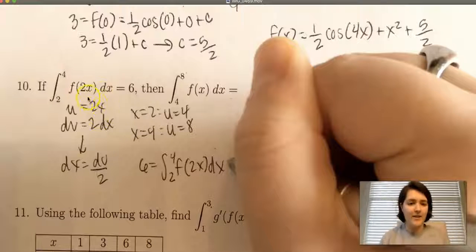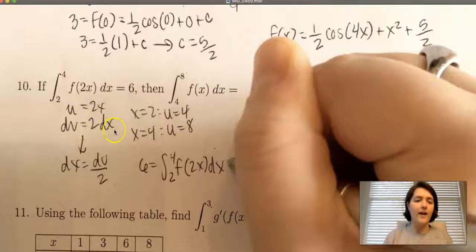So we have our u, 2x, and then we took the derivative, 2, and then again, we're isolating the dx. That's always what we want to do. We want to isolate. So we have du over 2. And then again, we always want to make sure that we change our parameters based on the u that we have. So we plug in the 4, we get 8, we plug in the 2, and we get 4.